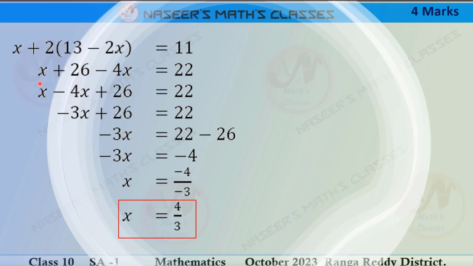Now we rearrange the x terms, then we can write it as x minus 4x plus 26 is equal to 22. By simplifying x minus 4x, we get a minus 3x. Next, we transpose plus 26, then we can write as minus 3x is equal to 22 minus 26. By simplifying 22 minus 26, we get a minus 4. Now we transpose minus 3 from LHS to RHS, then we can write x is equal to minus 4 by minus 3. Minus cancel, then we can write x is equal to 4 by 3.